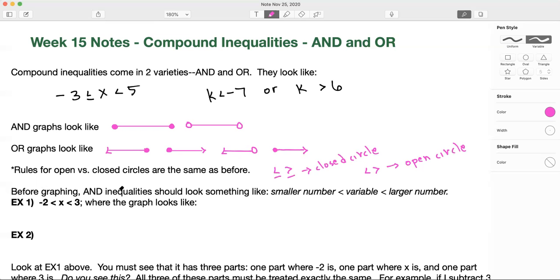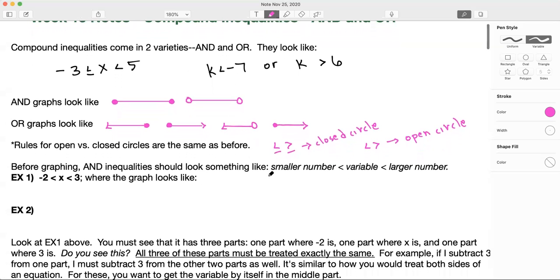Before graphing, "and" inequalities should look something like a smaller number. Okay, by the way, we are talking about "and," so just put your mind in the frame of "and" right now. But we have smaller number is less than, the variable is less than large number. You could also have less than or equal to. It doesn't really matter. It is still an "and" graph. So an example would be example 1. Look at this. We have -2 is less than x is less than 3.